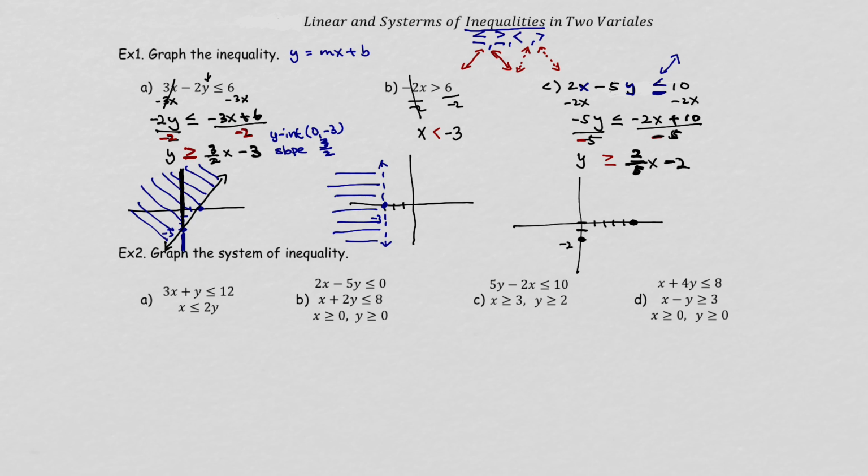And connect the dots with a solid straight line. Remember why solid? Because it's equal to, right? So a solid straight line passing those 2 points will be the line for that inequality.